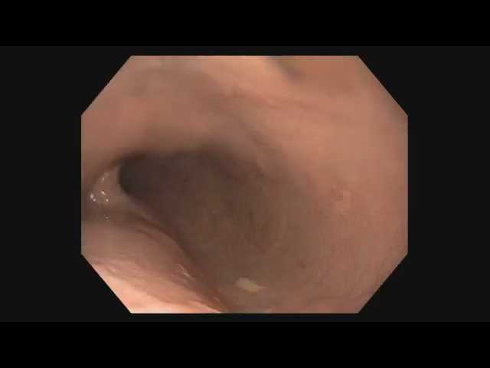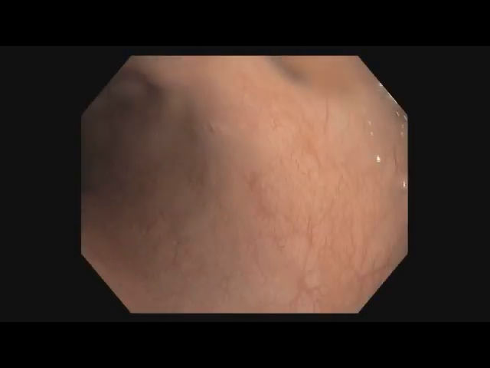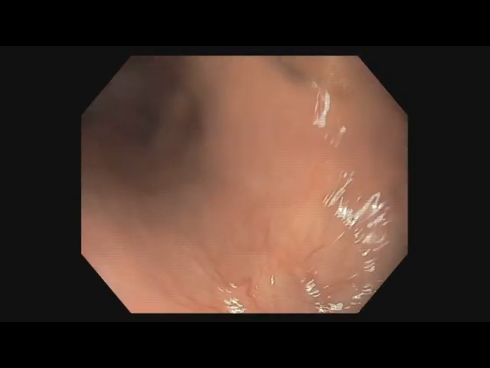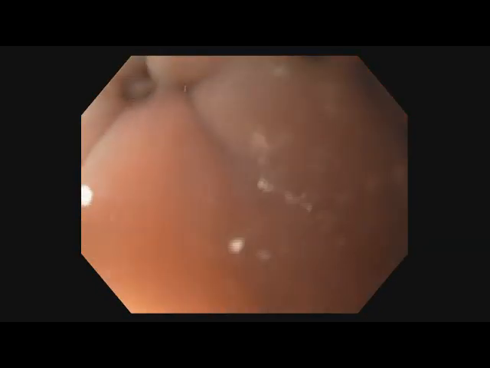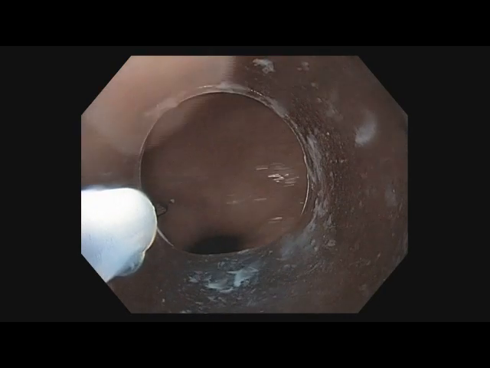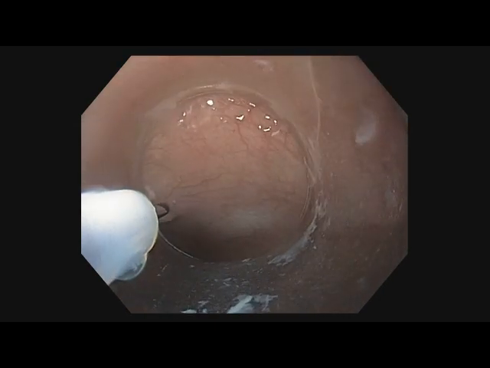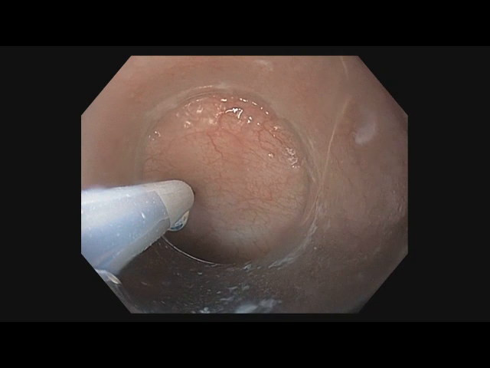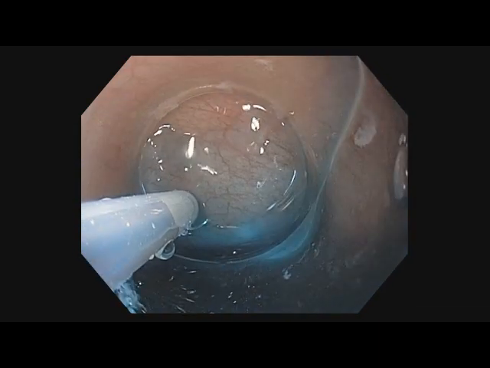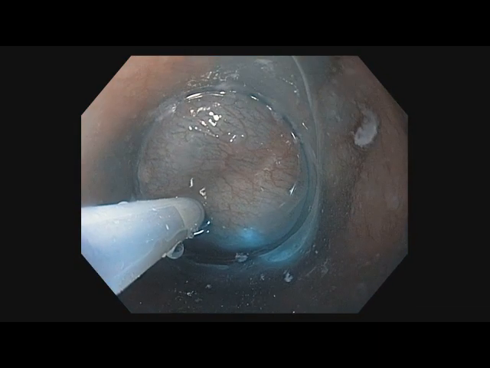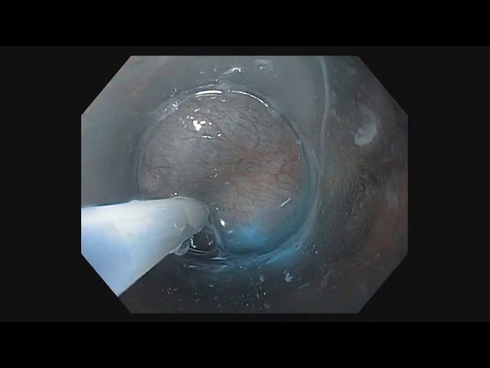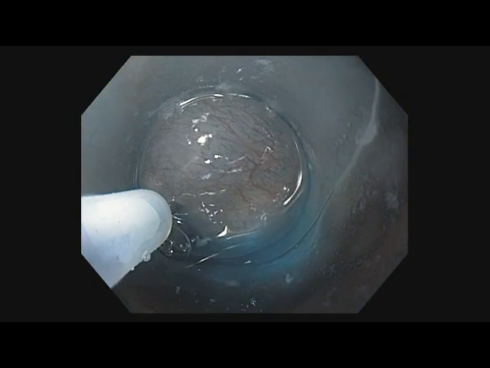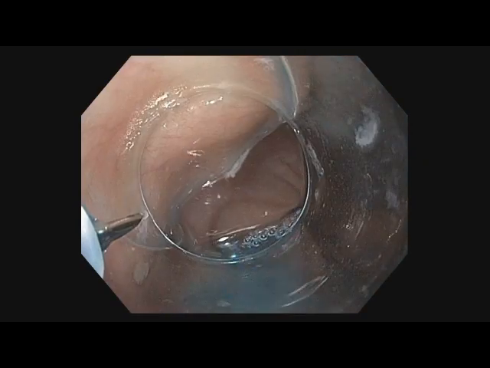Subsequent endoscopic ultrasound confirmed the uniform thickening and identified it as submucosal fibrosis without significant muscle thickening, located 15 centimeters proximal to the EGJ. A submucosal bleb was created with a solution of saline and methylene blue at 20 centimeters proximal to the EGJ, or 5 centimeters above the area of thickening.